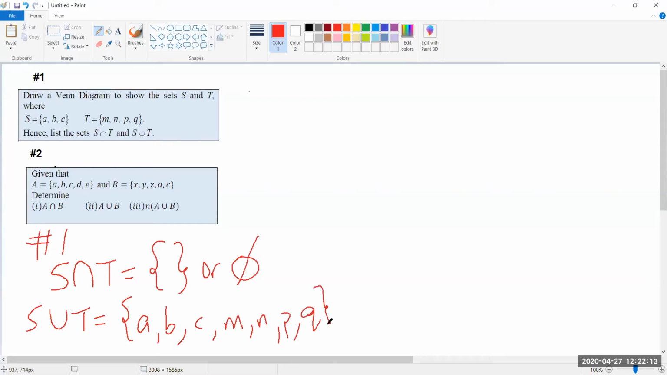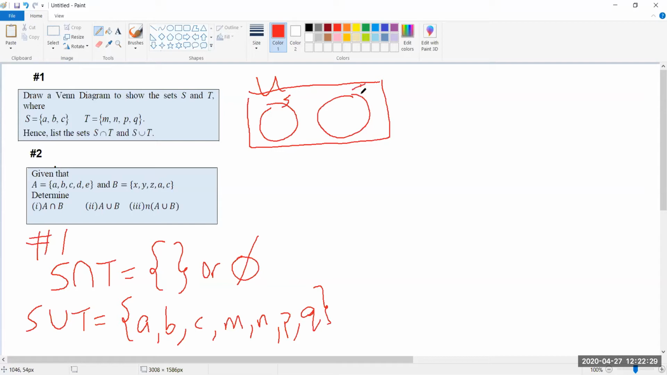And on a Venn diagram, of course, you will use your ruler and stuff, right? They will be drawn as 2 disjoint sets. One being S, and the other one being T. So inside of S, we'll have A, B, and C. And the next one we'll have M, N, P, and Q. You all got that? Yes, sir. Okay, great.